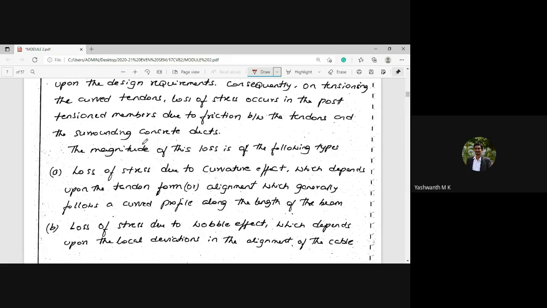So let me go ahead. The magnitude of this loss is of the following type. The loss of stress due to curvature effect. That means it depends upon the tendon form or alignment, which generally follows a curved profile along the length of the beam. This curvature effect will majorly come across in the case of curved profile cables.